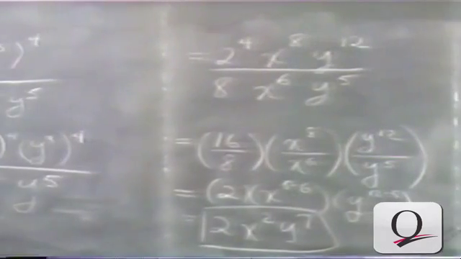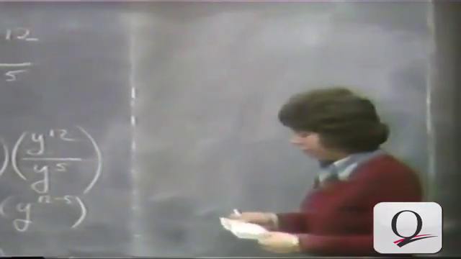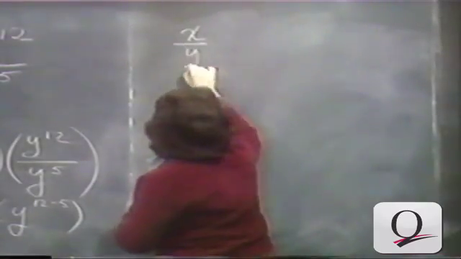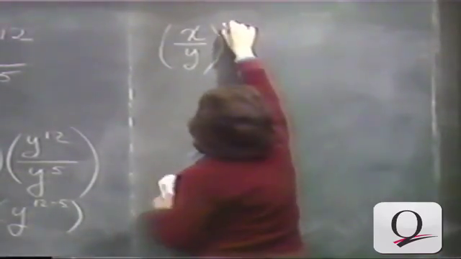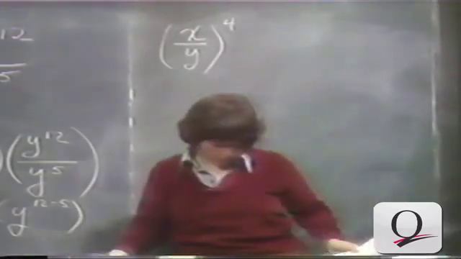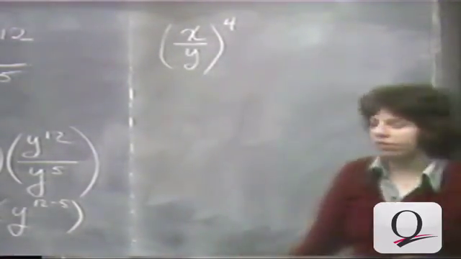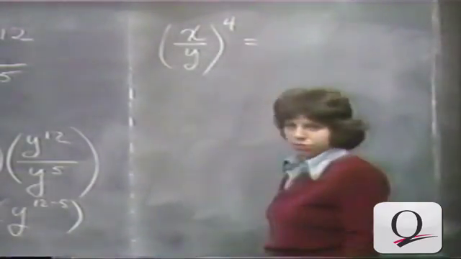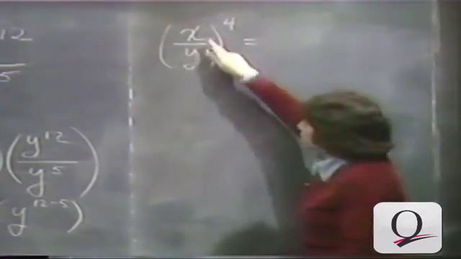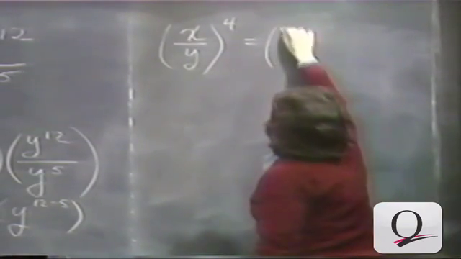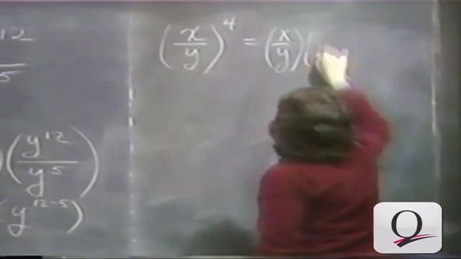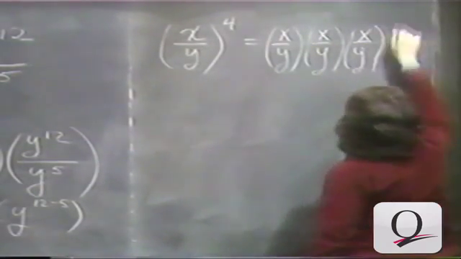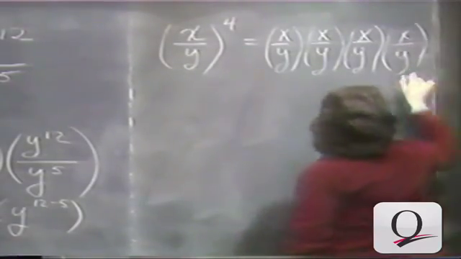And now I'm going to give you one more rule for exponents, and it's going to cover a situation like this. When you have a fraction, say x over y, raised to a power. By the way, in all of my fractions, I'm always assuming that the denominator is not 0, so that the fraction makes sense. Now, if you have a fraction to a power, it means, in this case, this fraction times itself 4 times. X over y times x over y times x over y times x over y.